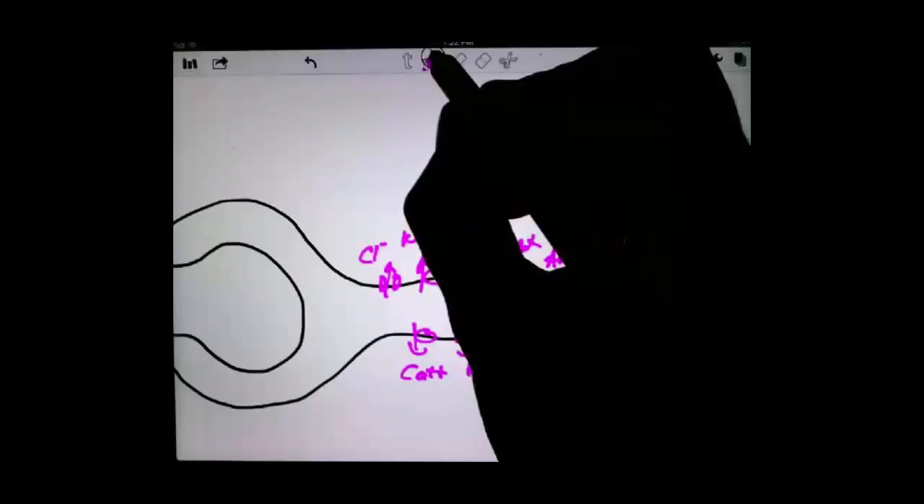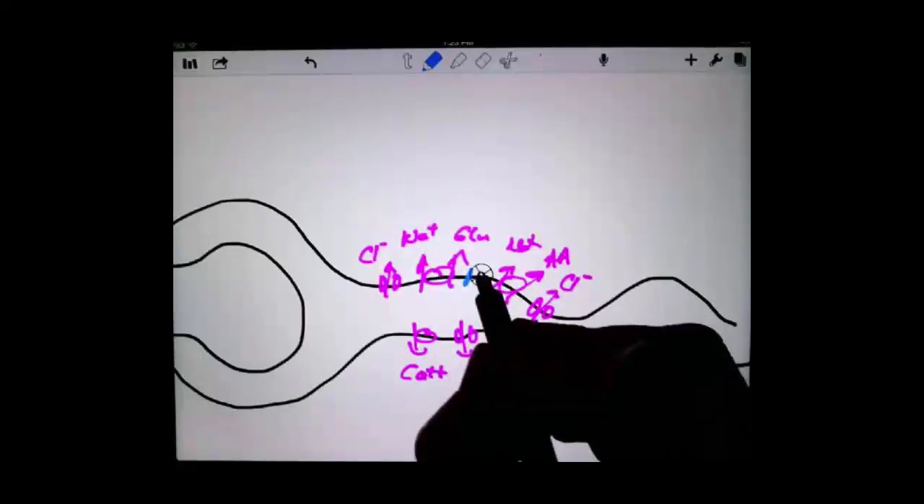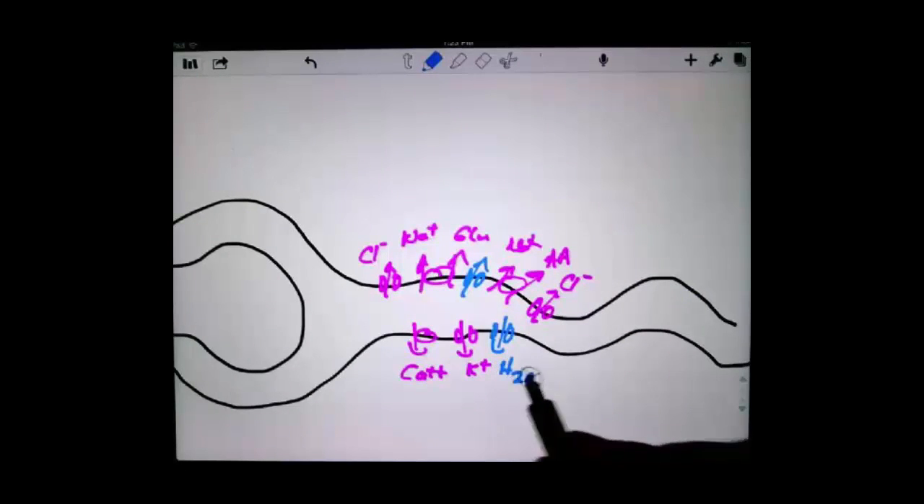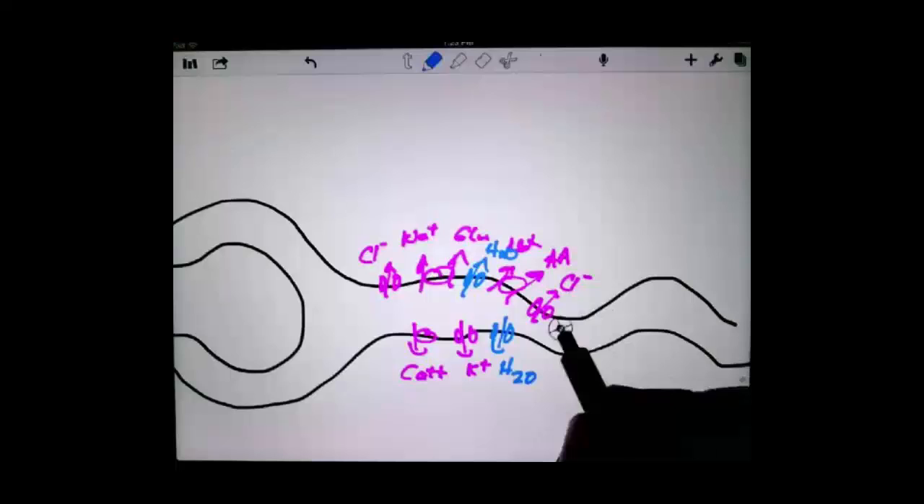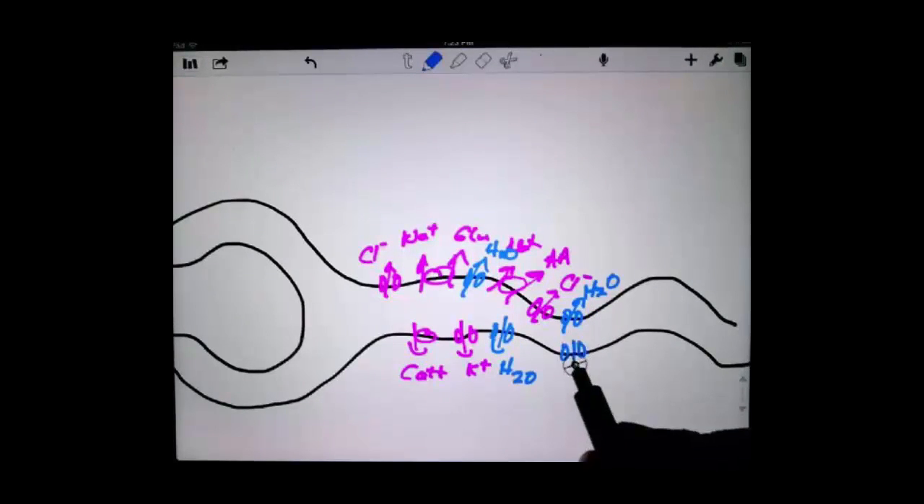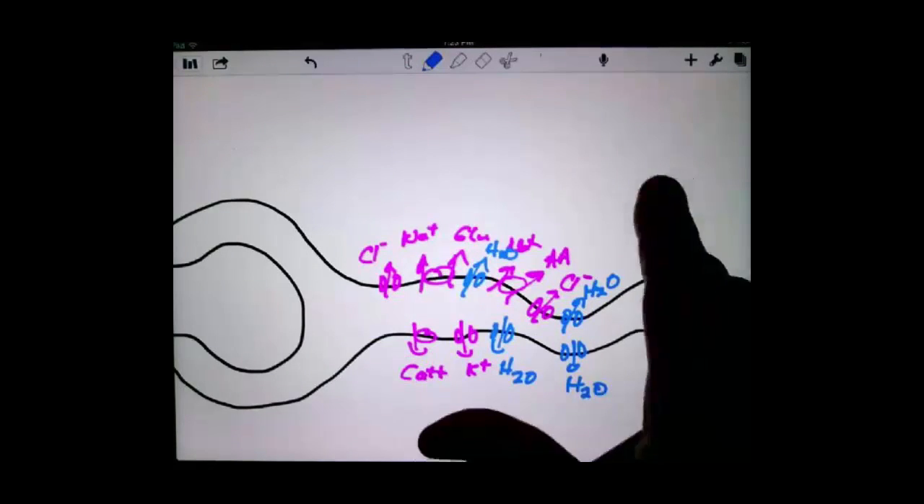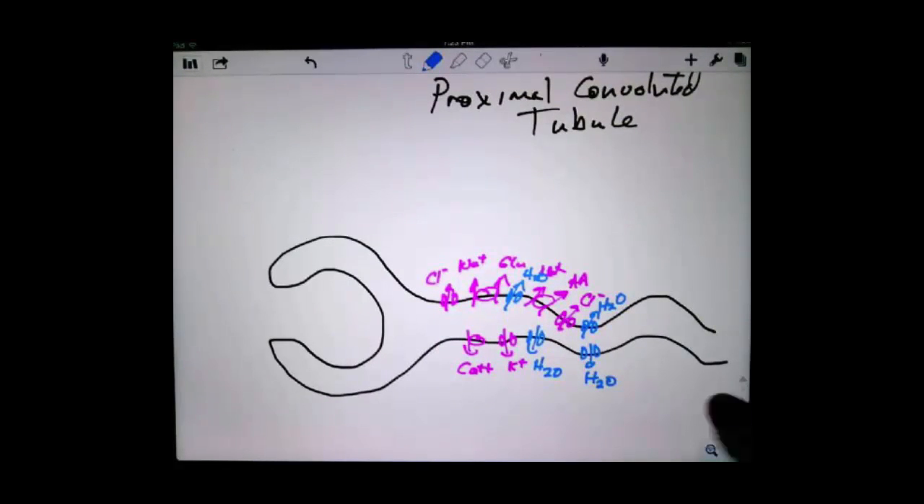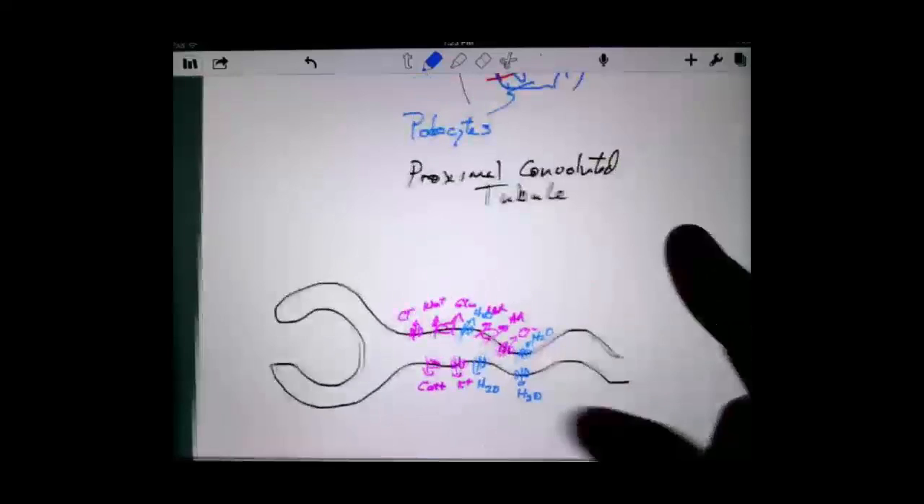In addition to the valuable molecules, there are aquaporins here. Remember, aquaporins are water channels. As we move solutes out, water follows passively. So as these ions are being recovered, water is also being recovered, and in fact a large amount of the volume of material that gets into Bowman's capsule is recovered in the proximal convoluted tubule.